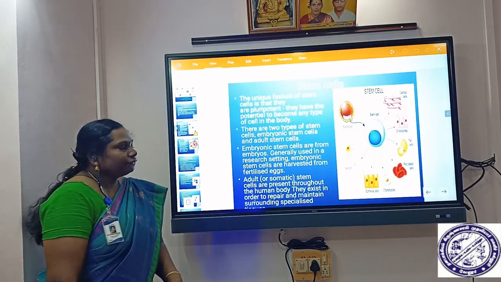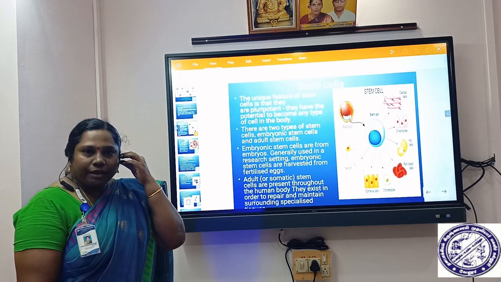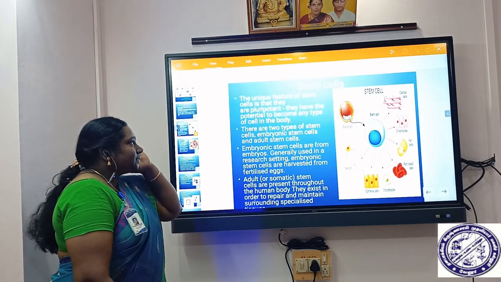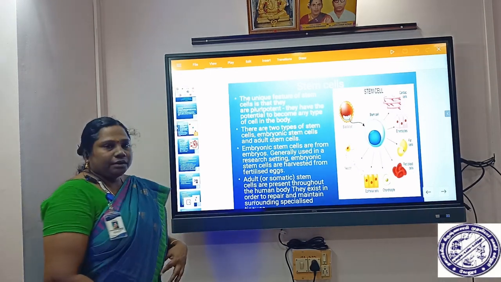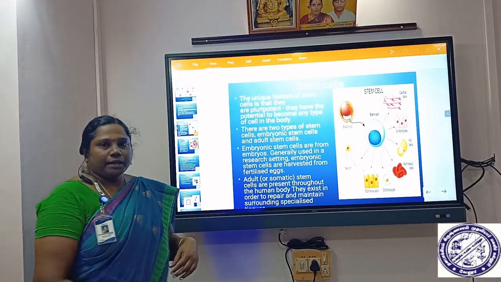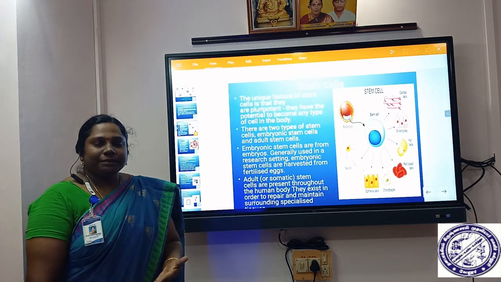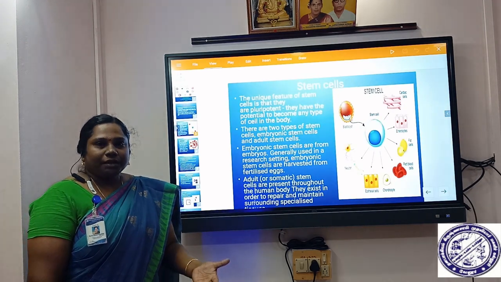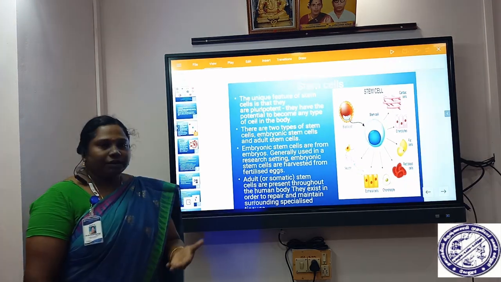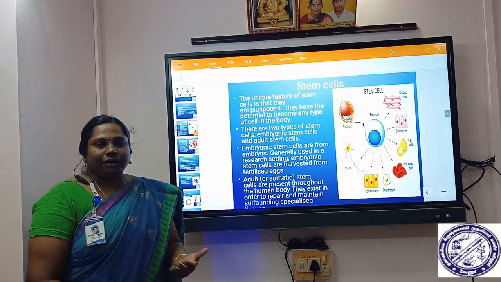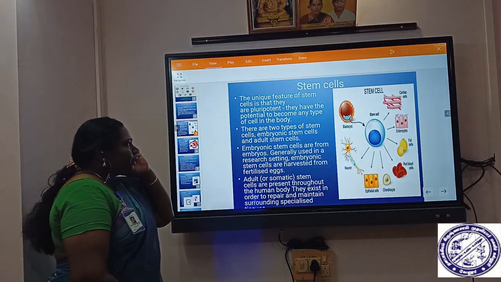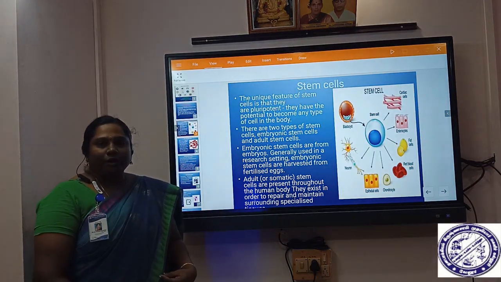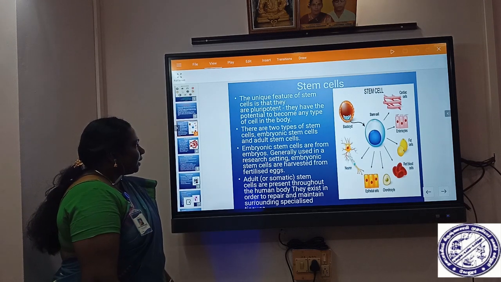The first type of cells in the body is stem cells. They have a property called pluripotency, that the stem cells are unspecialized cells. They can generate into any type of cell. They can become a liver cell or skin cell or kidney cell or any type of cell. There are two types of stem cells. They are embryonic stem cells and adult stem cells.